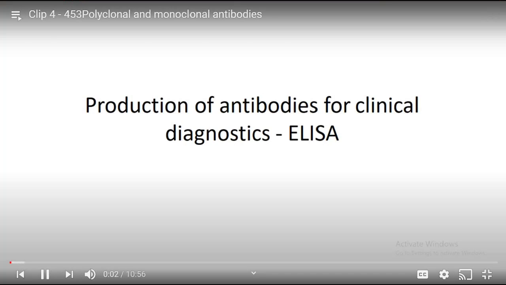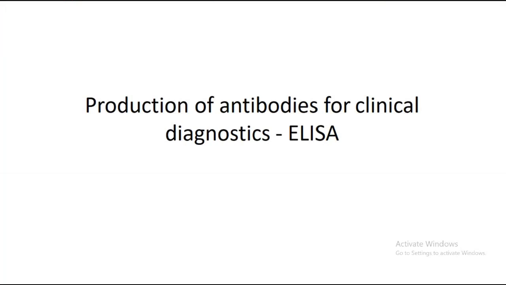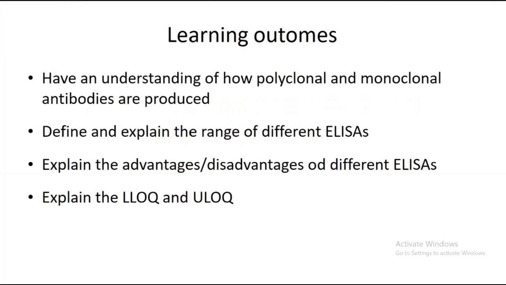Okay, folks, so we're going to give an introduction to the production of antibodies for clinical diagnostics, and we're going to specifically focus on the ELISA. For learning outcomes, I would expect you to have an understanding of how polyclonal and monoclonal antibodies are produced. I would expect you to be able to define and explain the range of different ELISAs. That would be the direct, the indirect, the sandwich, and the competitive ELISA. I'd also like you to be able to articulate the advantages and disadvantages of different ELISAs, and also explain the concept of lower limit of quantification and upper limit of quantification.